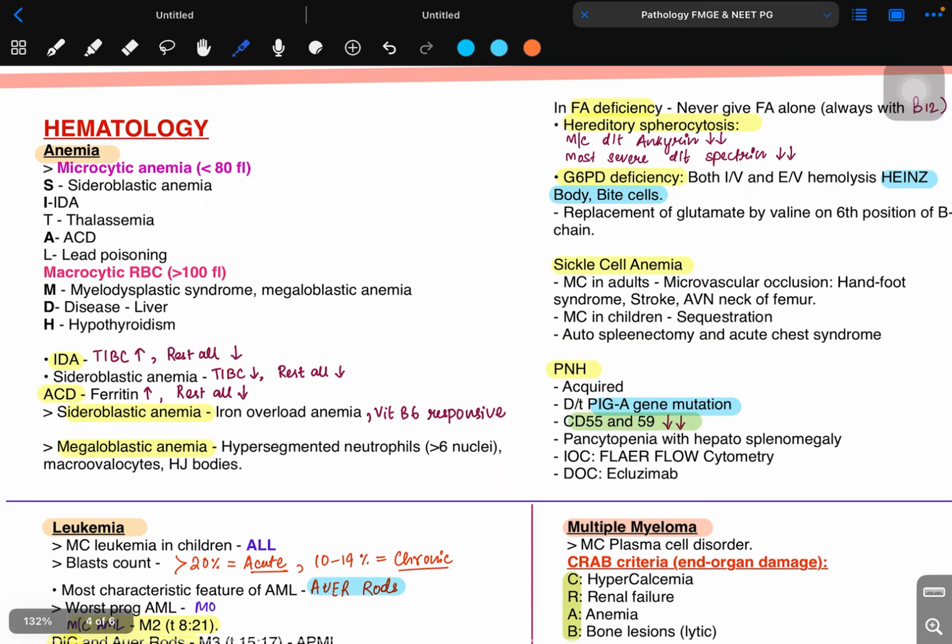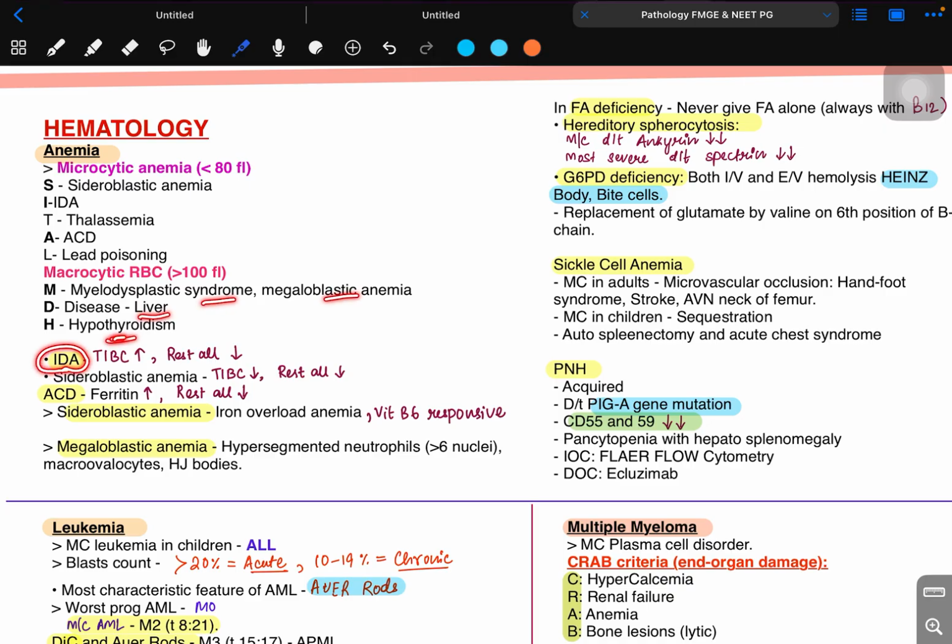Now coming to hematology. Microcytic anemia is when MCV is less than 80 fL. The examples of microcytic anemia you can remember by the mnemonic SITAL. S for sideroblastic anemia, I for iron deficiency anemia, T for thalassemia, A for anemia of chronic disease, and L for lead poisoning. Macrocytic, if it is more than 100, the examples you can remember by the name MDH. M for myelodysplastic syndrome and megaloblastic anemia, D for disease of the liver, H for hypothyroidism.